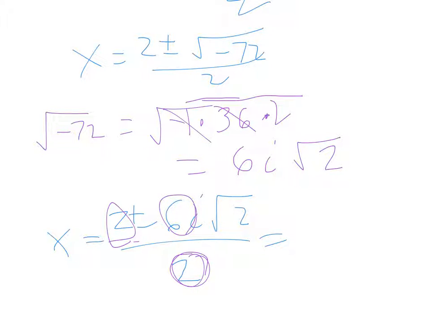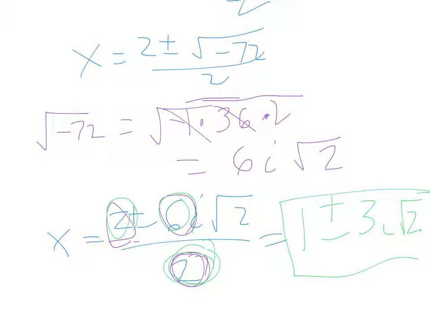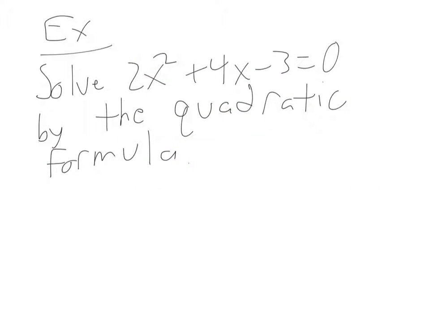Now, since 2 is divisible by 2, and 6 is also divisible by 2, we can simplify it. Let's see here. 2 divided by 2 is 1, plus or minus, now the 6 divided by 2 is 3, so 1 plus or minus 3 times i times the square root of 2. And those are your values for x. Alright.